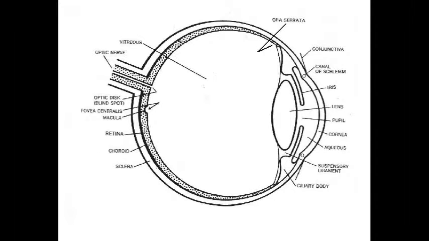Aqueous flows to the canal of Schlemm, where the canal of Schlemm disperses it through the venous system of the body. The aqueous flows through the trabecular meshwork, which is a band around the iris, and the aqueous flows around there until it drops off into the canal of Schlemm, where it is delivered throughout the venous system of the body.